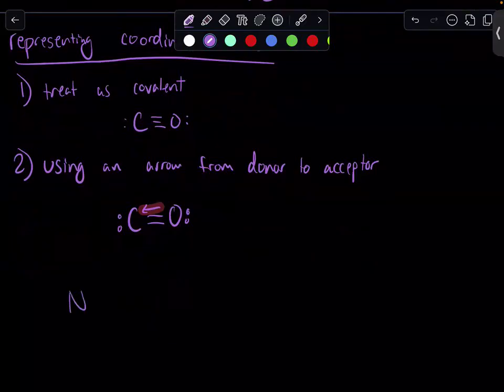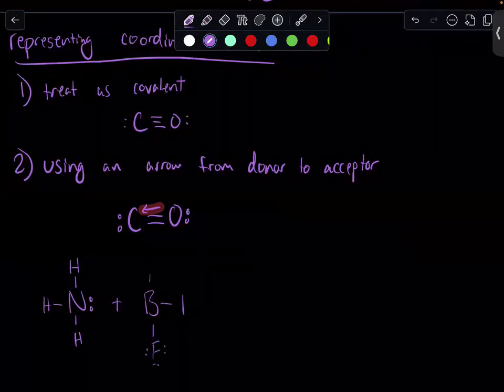So for example, in the case where we have ammonia, which looks like this, and we react it with boron trifluoride, which, if you remember, boron trifluoride has an incomplete octet around boron, and it looks like this. Now, boron has this open space, so boron is the acceptor, while nitrogen's going to be the donor. And so when these form a bond, you could write it in both ways.